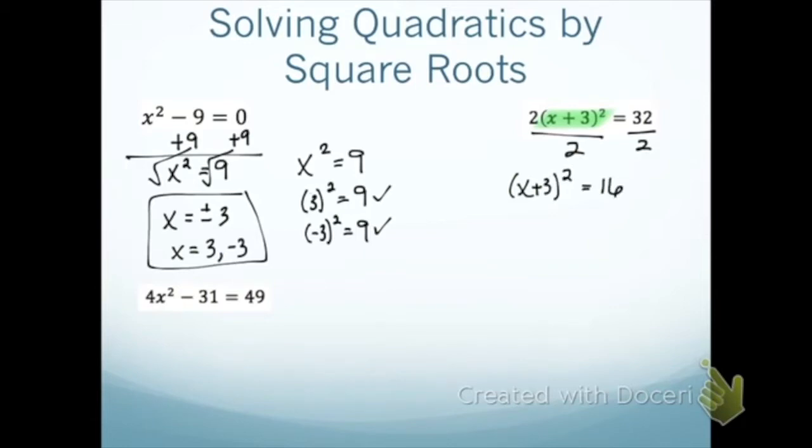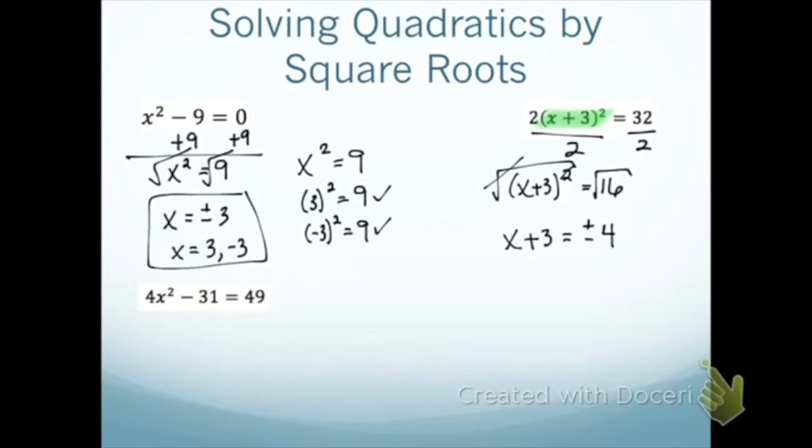Now that I have the squared part alone, I can take the square root. Squares and square roots are inverse operations, so that's why these just cancel out, and we get x + 3 equals plus or minus 4. Remember, anytime we're taking a square root here, we're going to end up with a positive or a negative.